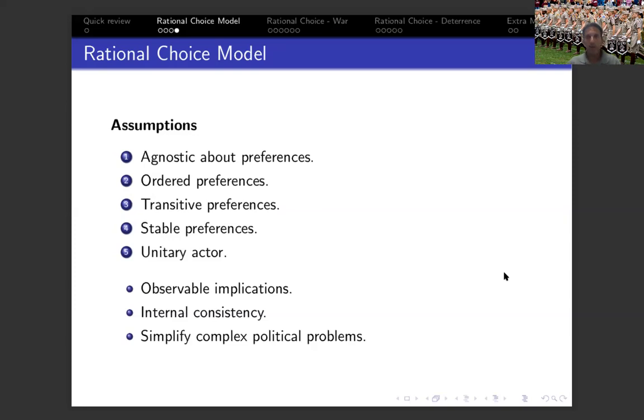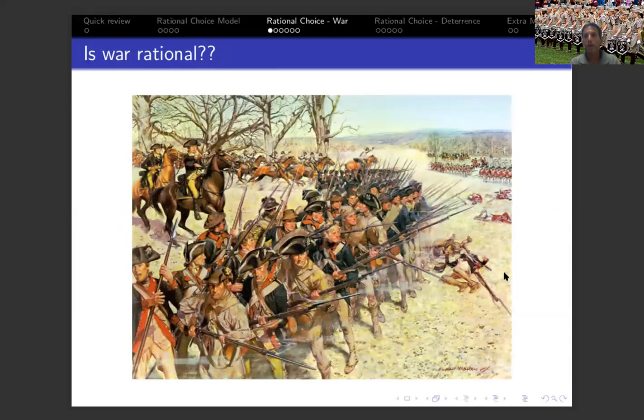So this is a brief introduction of this rational choice framework, and now I want to talk about several of the applications, beginning with maybe one of the largest questions in IR in this context. Can we use the rational framework to explain the decision by states or by nations to engage in war?